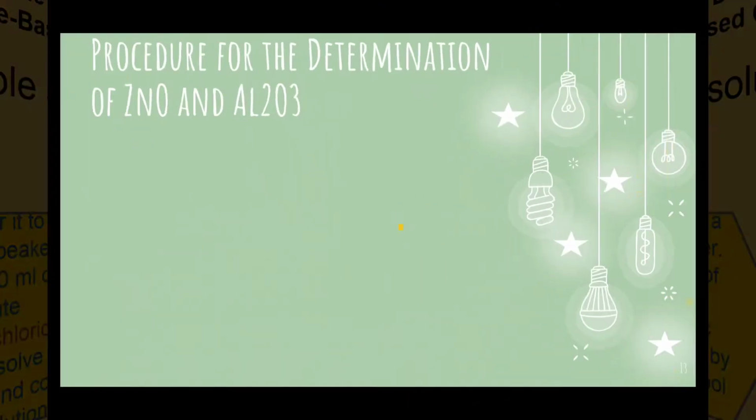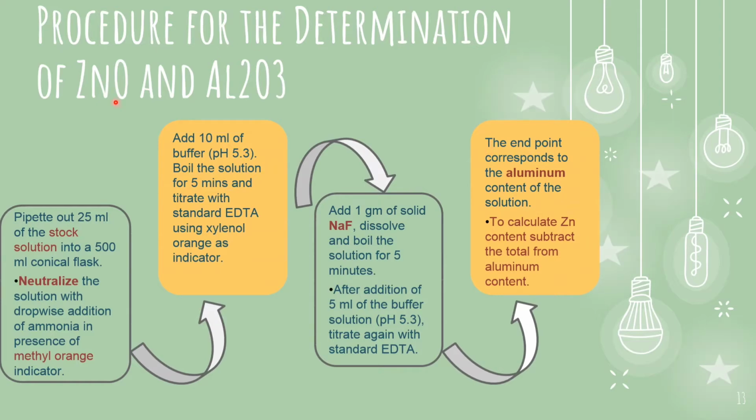So for the determination of zinc oxide and aluminum oxide, first of all, we are going to take the stock solution which we have prepared earlier in a 500 milliliter conical flask. We are going to neutralize it. Neutralize means that we are going to put ammonia in it so that the pH will get maintained, and we are going to put the methyl orange indicator into it. Next step is the addition of the buffer. 10 ml of the buffer, which is maintained at the pH of 5.3, is added into it, and we are going to boil it. Now, as I talked earlier, it is a complexometric titration, so we are going to titrate with EDTA, using xylenol orange as an indicator.